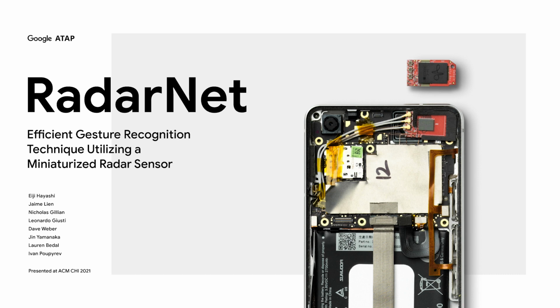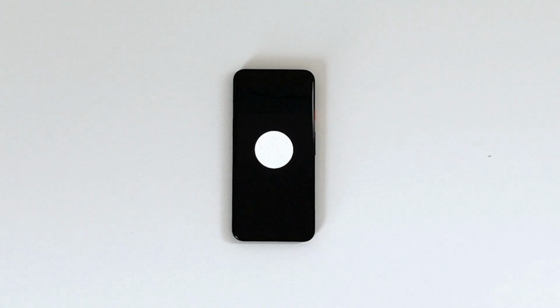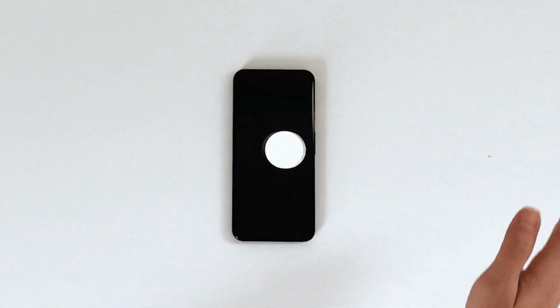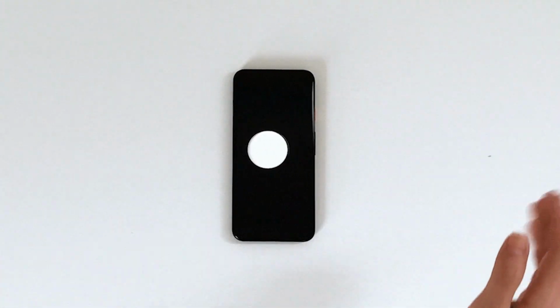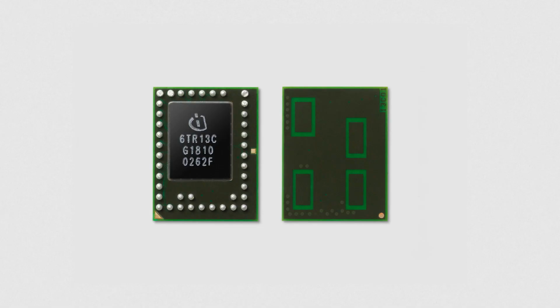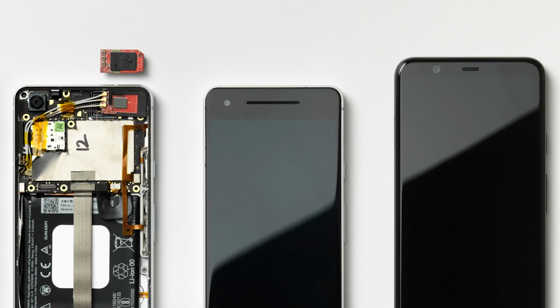We introduce RadarNet, an efficient swipe recognition technique using a miniaturized radar sensor called SOLI. Our novel algorithm recognizes swipe gestures using unsegmented time series radar signals with minimal computational resources. The SOLI radar system was integrated into the top bezel of a mobile phone, demonstrating its small footprint is fit for consumer products.